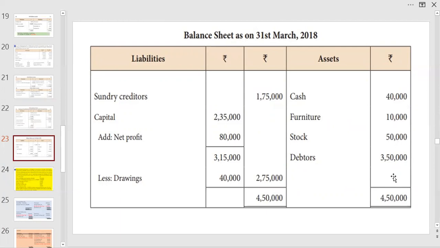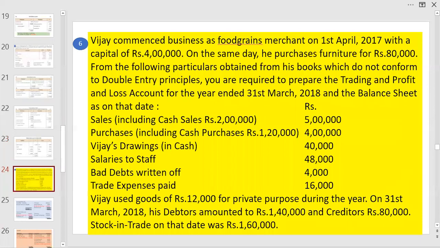The next question: capital introduced 400, furniture purchased for 80, sales are given as 500, out of that cash sales is 200, therefore credit sales 300. Purchases 400, cash purchases 120, therefore credit purchases 120. Balance transactions are given. As you would note, the cash balance is not given, and payments made to debtors or creditors are also not given.